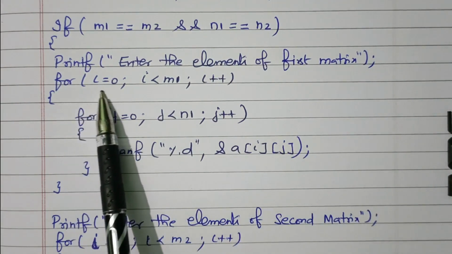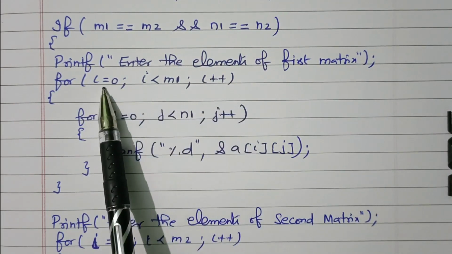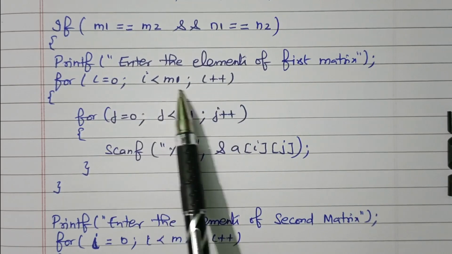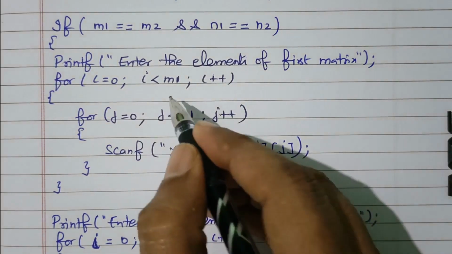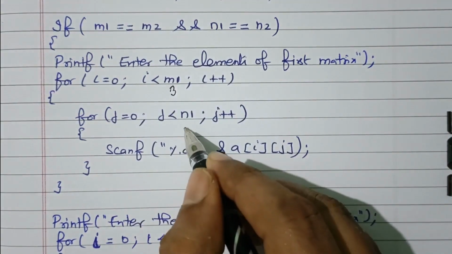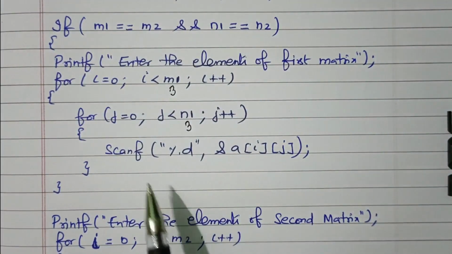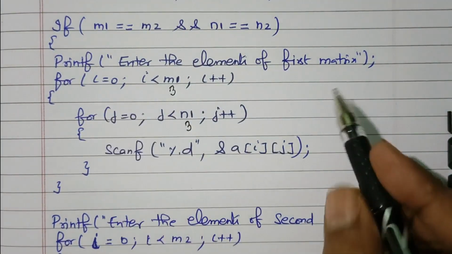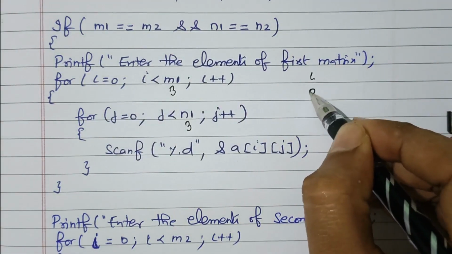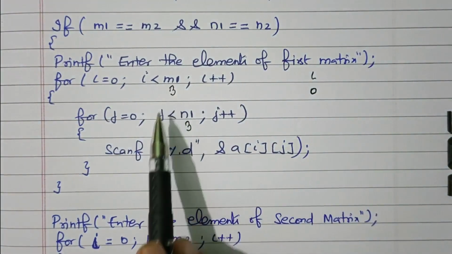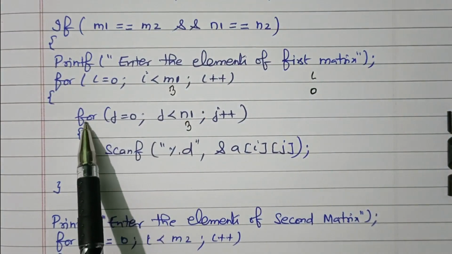So for that case we open the for loop. For i equal to 0, i less than m1, i plus plus. We assume that the m1 value is 3, n1 value also 3, right? So what will happen here? The i value will be 0. Then the condition is correct, so it will go to the next loop. Here inside we have one more loop.